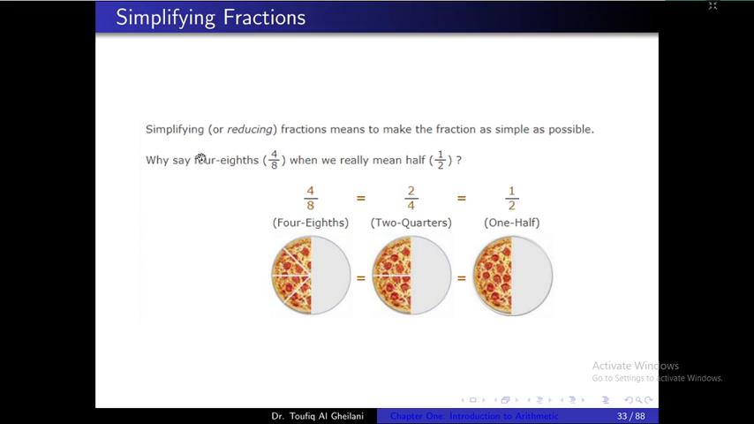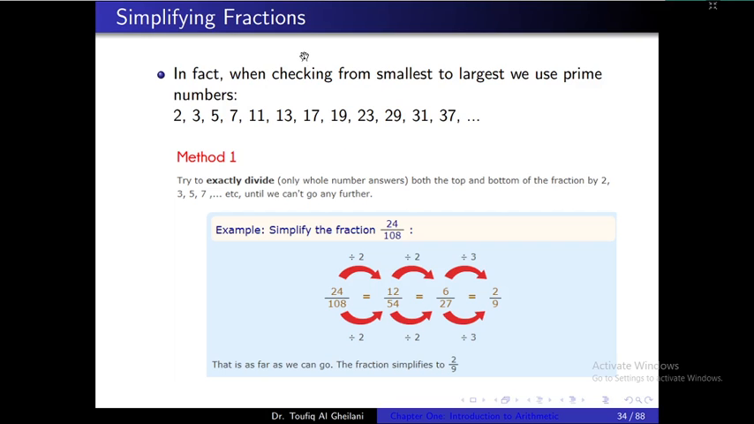Simplifying fractions. Simplifying or reducing a fraction means to make the fraction as simple as possible. Why say 4/8 when we really mean a half? So look here, 4/8 is equal to 2/4, which is equal to a half. In fact, when checking from smallest to largest, we use prime numbers.